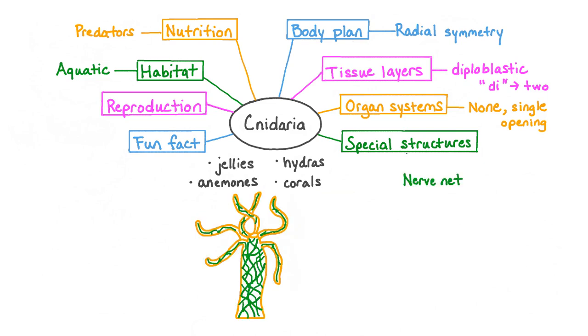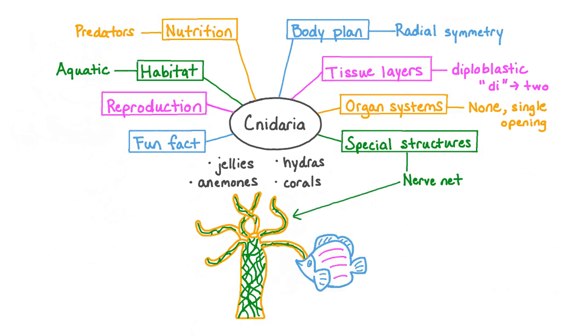Most Cnidarians have a nerve net, the simplest type of nervous system in which neurons are spread out instead of grouped in one region, such as a brain. The nerve net, shown as a network of green lines on this hydra, allows them to sense and respond to stimuli, for example, a fish brushing against their tentacles.